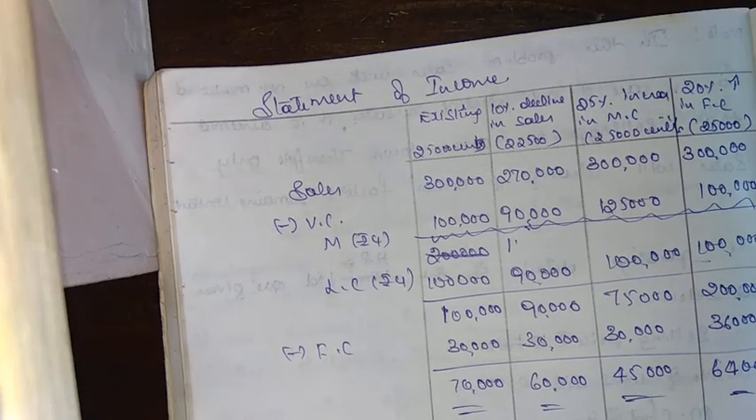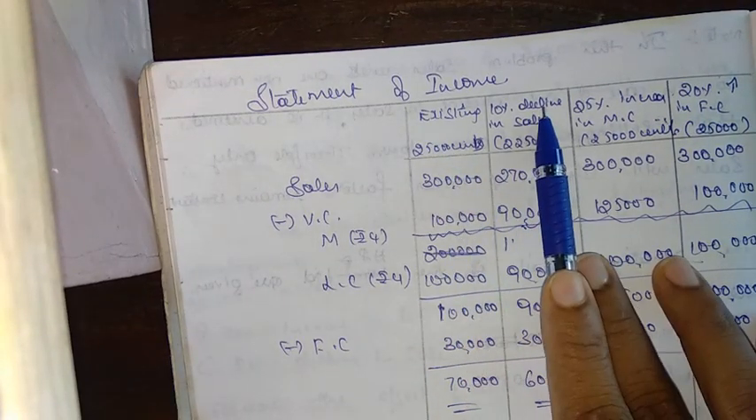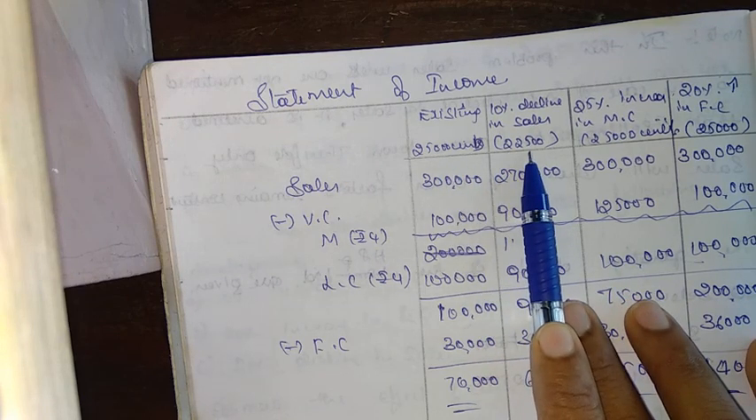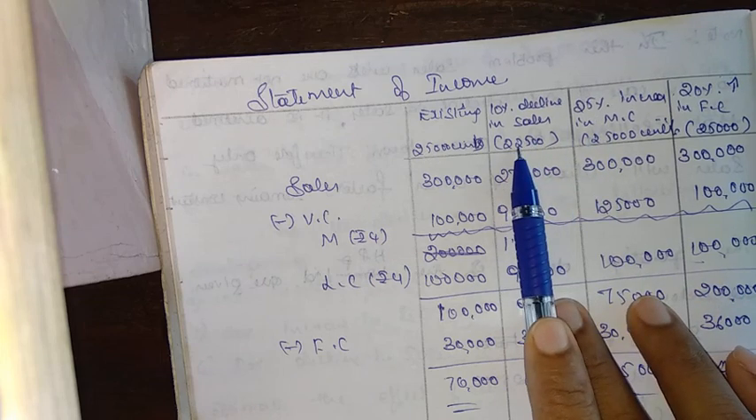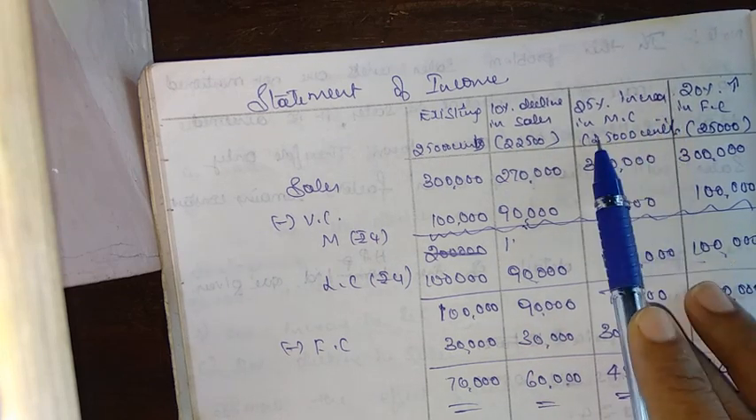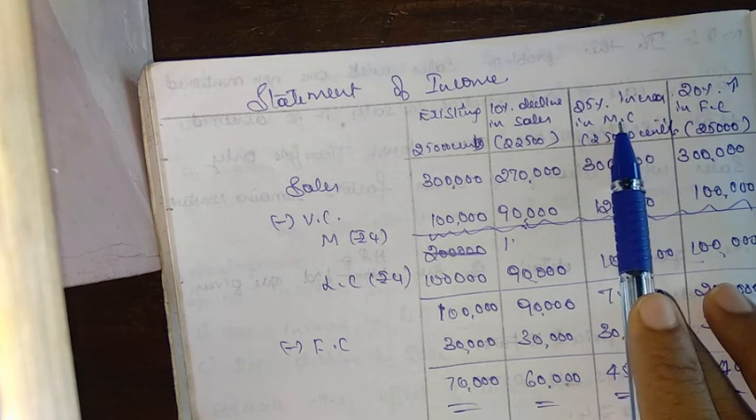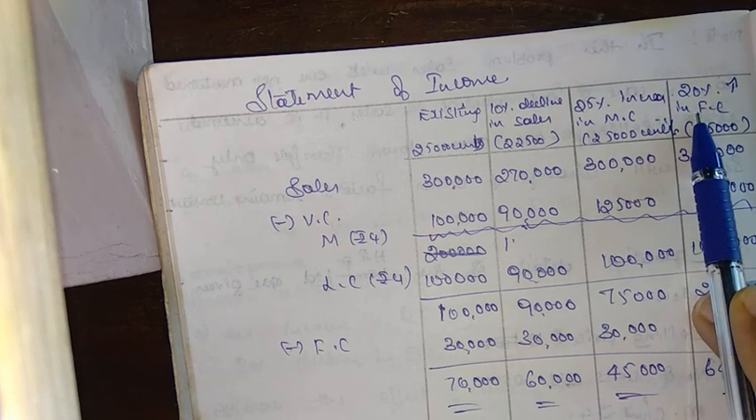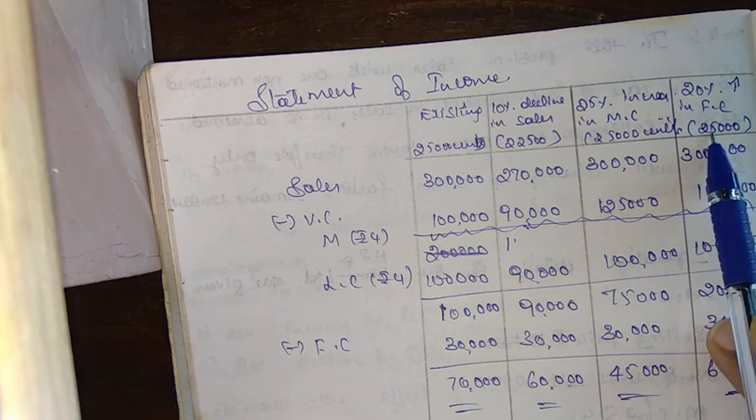Statement of income. For the first situation, existing level, 25,000 units. 10% decline in sales: 25,000 minus 10%, 2,500. So 25,000 minus 2,500, it is 22,500 units. 25% increase in material cost: 25,000 units, because material cost changes, units do not change here. Then 20% increase in fixed cost: number of units is 25,000, remains the same.